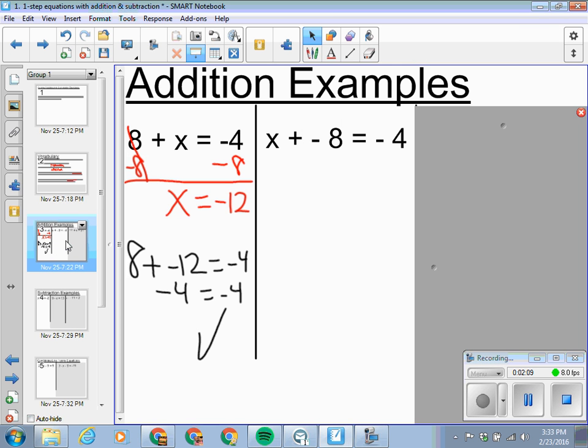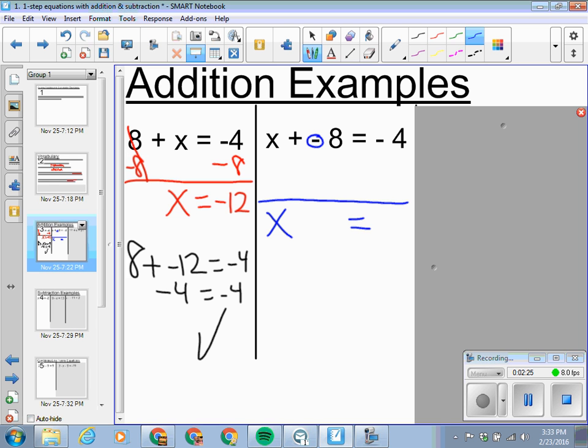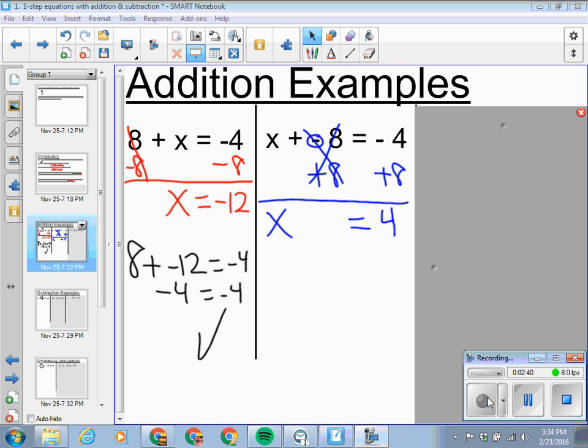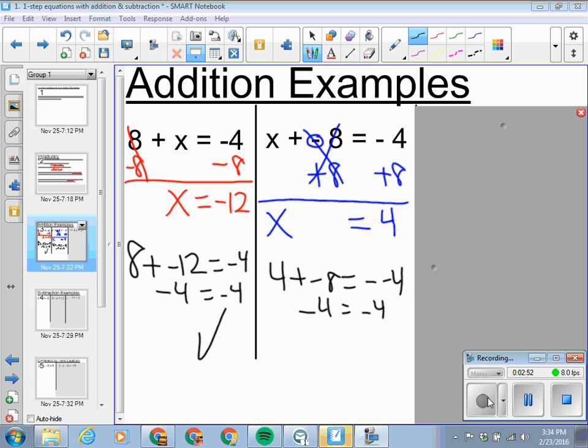Over here, x plus negative 8 equals negative 4. This one's a little bit different now. Again, we're trying to work it out so we're left with x equals something. We want to get rid of this negative 8. Even though we have an addition problem here, we look at the sign right before the 8, which is negative. So we're actually going to add 8 to both sides. Because negative 8 plus 8 goes away, equals 0. And negative 4 plus 8 equals 4. So x equals 4. Now, if we plug in that 4 for x, 4 plus negative 8, does that equal negative 4? Sure does. It checks out. The equation is correct.